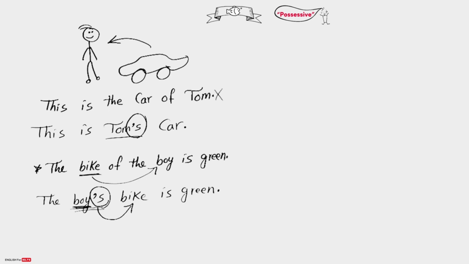But there's a question here. What if he's not only one boy? There are boys, plural. Should we add apostrophe S to boys? No, we just add apostrophe, no S at the end. So the rule is we add apostrophe S to the noun, but if it ends in S, we just add an apostrophe, no S, right?